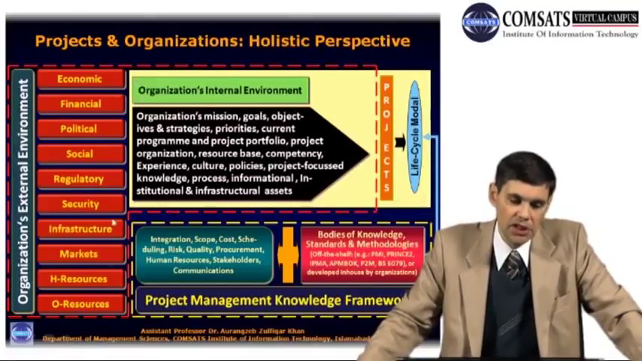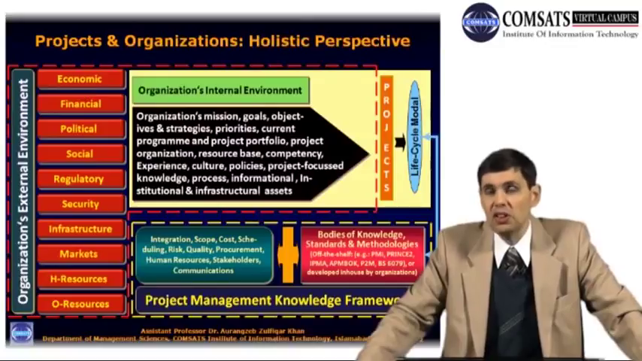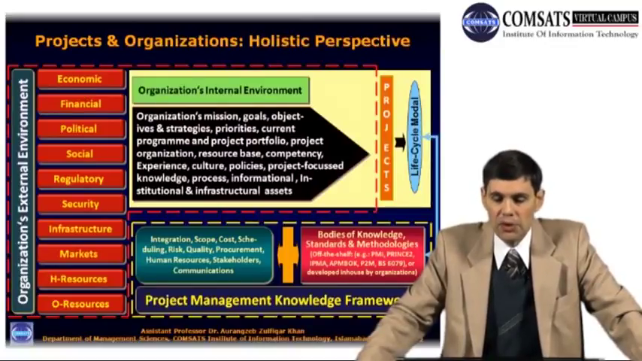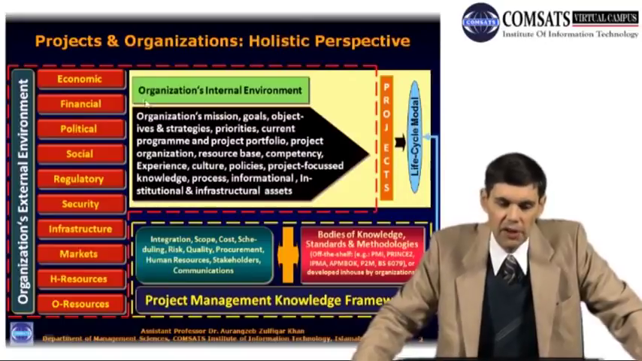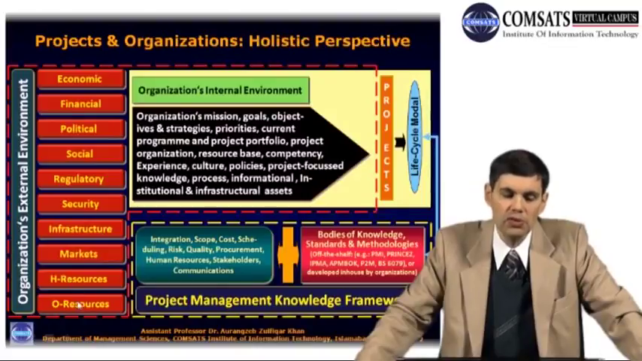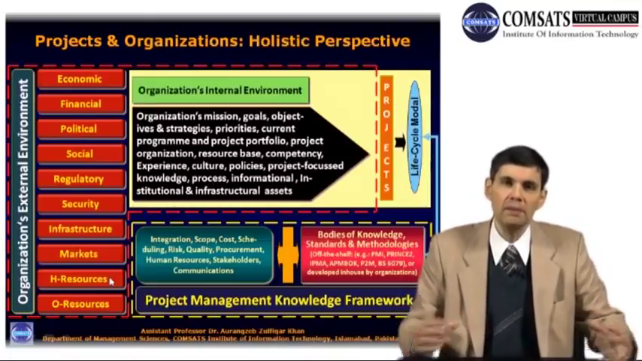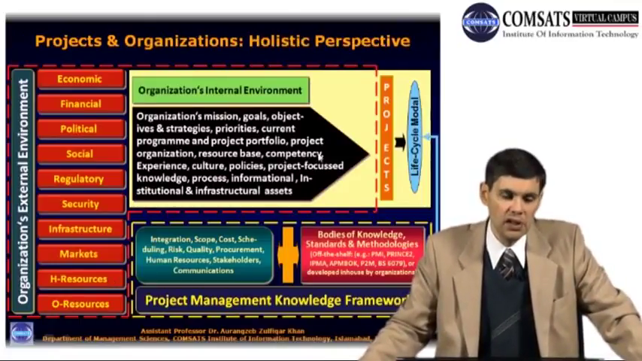In this section of the slide over here, all these red buttons with the yellow writing represent the organization's external environment. And I'd also pointed out earlier in one class that the environment can be very complex, and you have all kinds of areas like economic sphere, financial sphere, political sphere, social sphere, regulatory sphere, security sphere, infrastructure sphere, market sphere, human resources sphere, other resources. All organizations are embedded in this very complex environment.